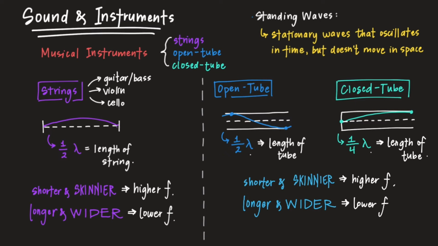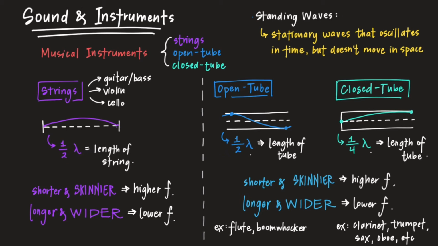So we're going to have lower pitched instruments that are longer and wider tubes. Some examples of open tubes are flutes, piccolos, and boomwhackers. Those are really the only two open tubes we see. But some examples of closed tubes are pretty much every other woodwind instrument. So clarinet, oboe, saxophone, trumpet, trombone, euphonium, tuba, all of those other instruments are closed tube.